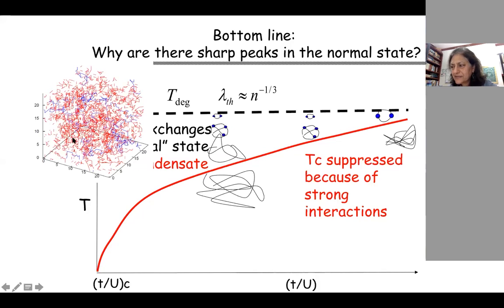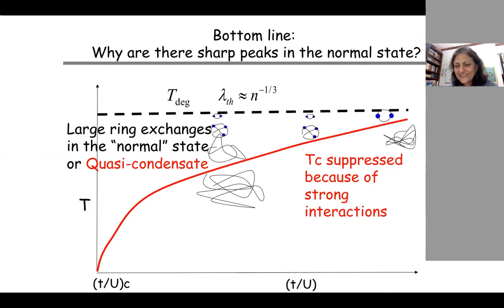These are the actual paths from which you have to disentangle ring exchanges. It's not fun. Taking it away.